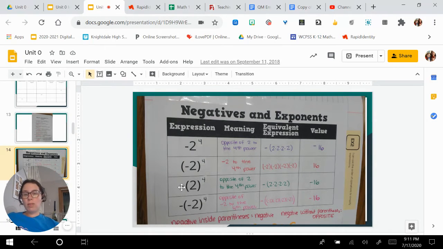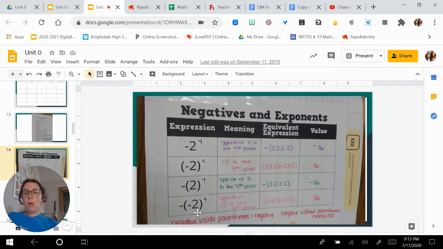All right, so this next example is still parentheses, but now the negative is on the outside. So what we're saying is opposite of 2 to the fourth power. Okay, so it's pretty much the exact same thing as the first one, except we just have parentheses. And this is like an invisible parentheses essentially. So what we're doing is 2 times 2 times 2 times 2, which is 16. Take the opposite, which is negative 16.